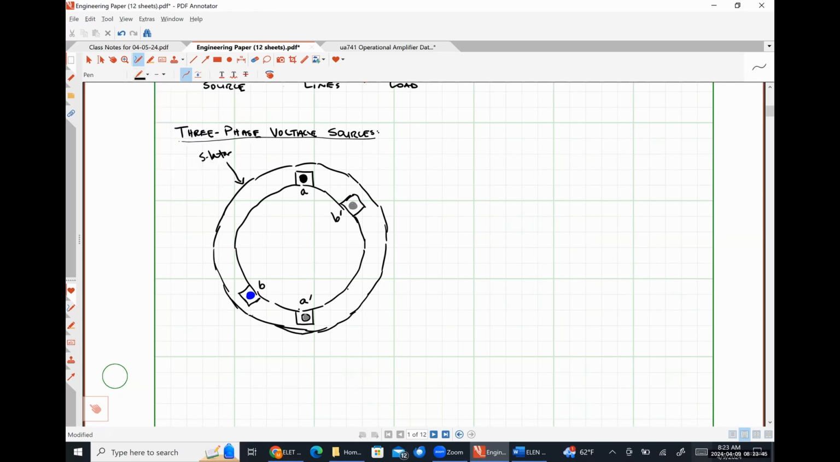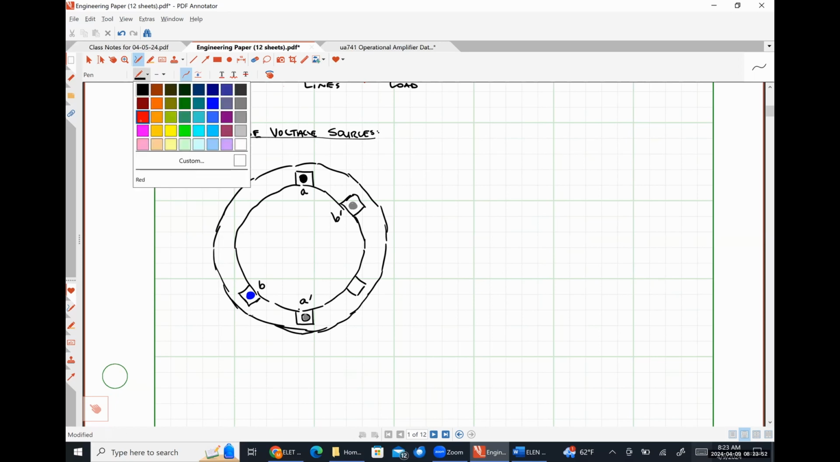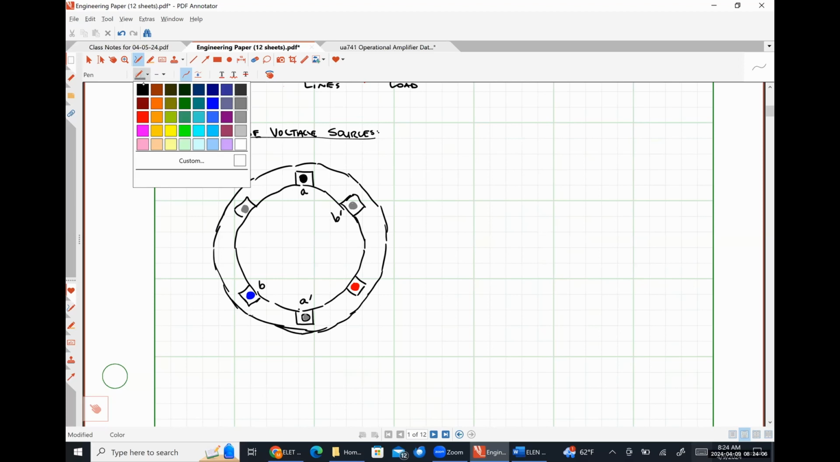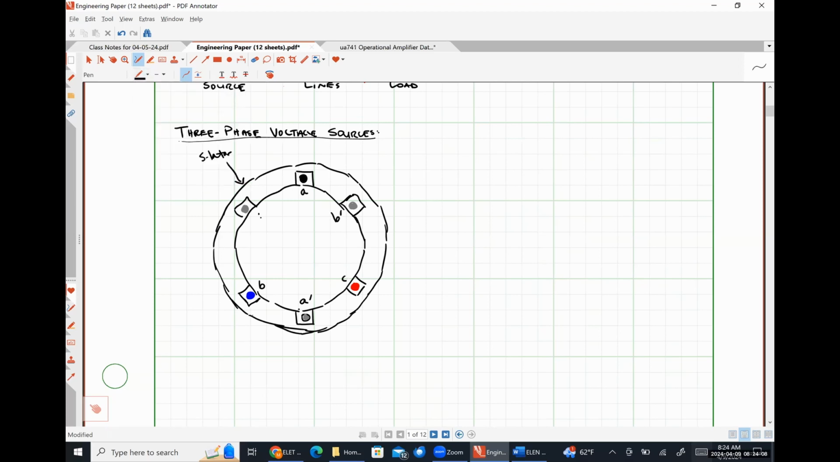And then 120 degrees out of phase with the A and B, over on this side, we are going to have our C phase coil. So here's its send. And here's its return path. So let's call this C and C prime. And we're going to wire things up like so.